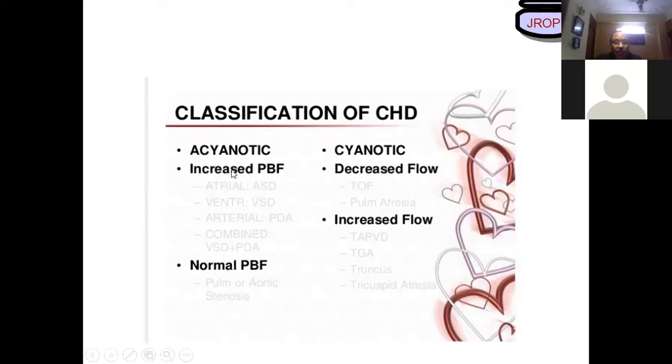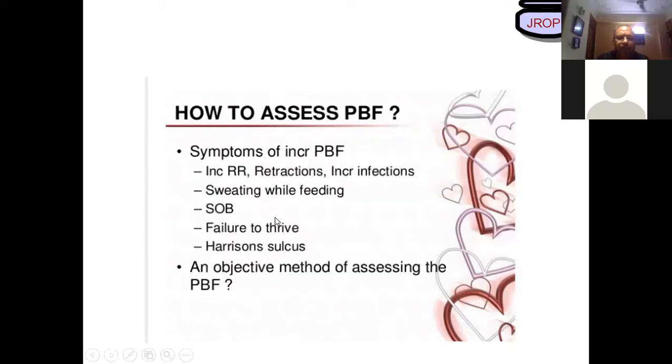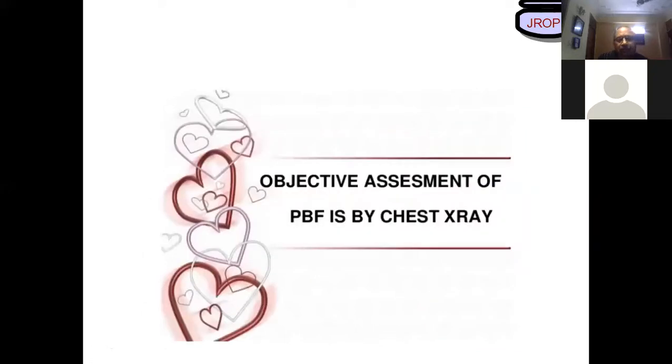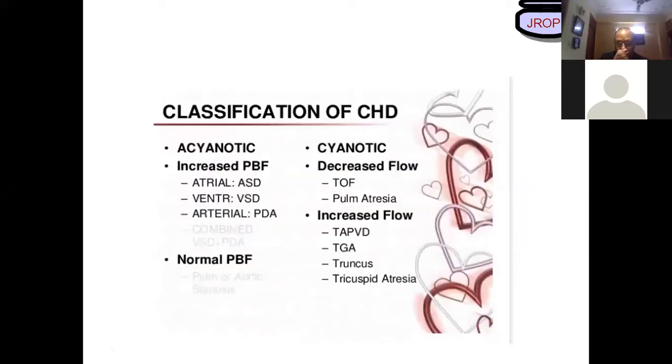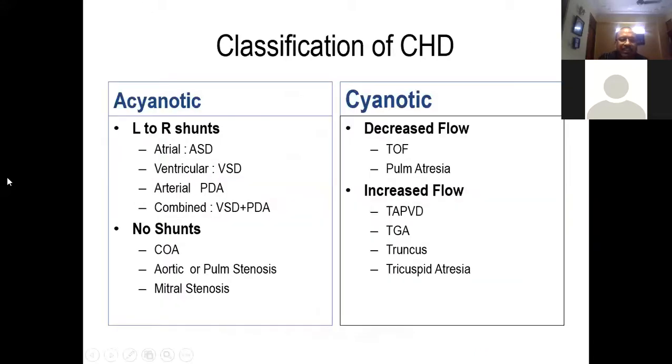So as soon as you look at a child, you look at the saturation, the respiratory rate, the X-ray chest, and the ECG. That gives you a fairly good idea of what I'm dealing with. And as I said a couple of minutes back: tachypnea, retraction of ribs, sweating while feeding, shortness of breath, child not growing. These are all signs of increased pulmonic flow. So without an X-ray chest, an ECG, a pulse oximeter, and a history, you can't do a pediatric echo.